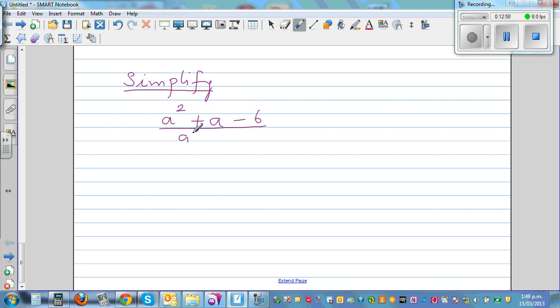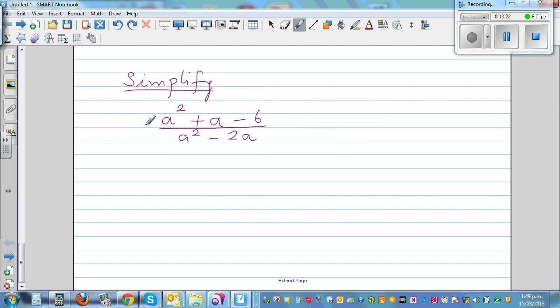Now, one thing that you should not do when you have a question like this is to cancel a squared and a squared. This is wrong. You can't do it like this. Okay? So a squared minus 2a. Why you can't do it, I'll explain once I finish it.